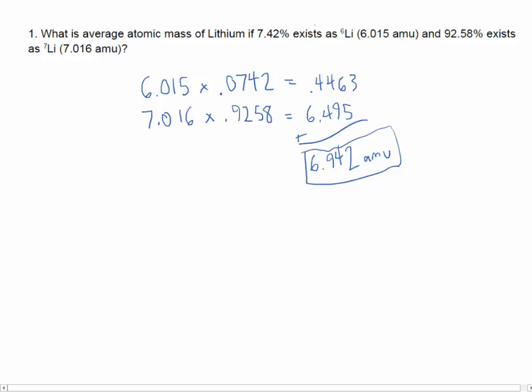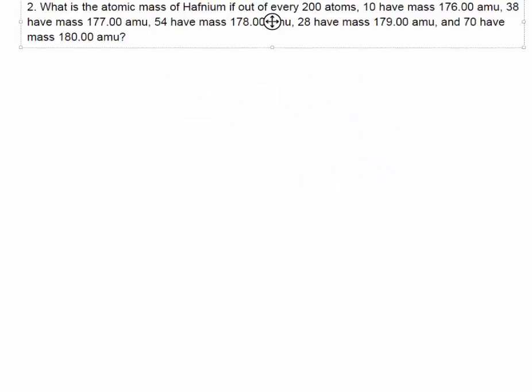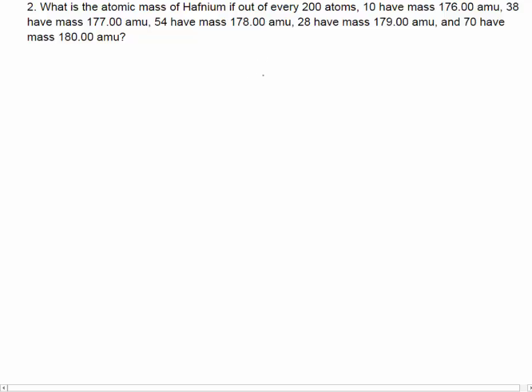Okay, on to number 2. Now, number 2 is mimicking what you did in your lab. So you're not given a percentage in this. You're given the number of individual isotopes out of the total 200. Just to give you an example, the first one has 10 isotopes out of 200 atoms.